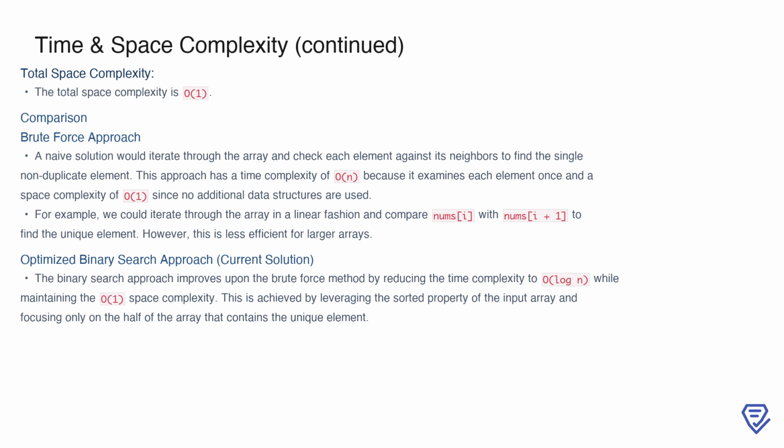In contrast, the binary search method significantly reduces the number of elements examined by leveraging the sorted property of the array. This enables it to achieve a much faster time complexity of O(log n), while still maintaining the same minimal space usage of O(1).